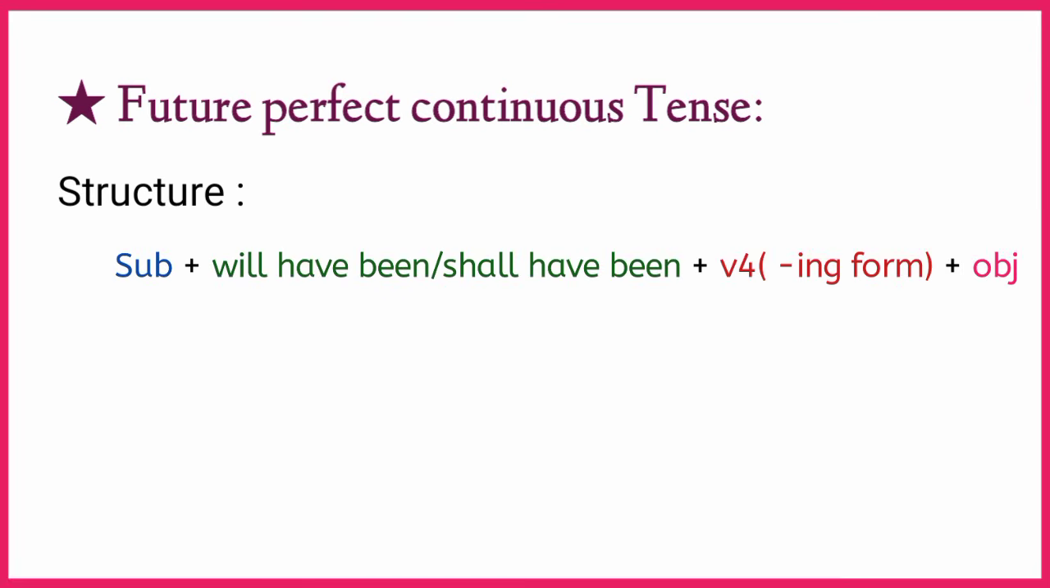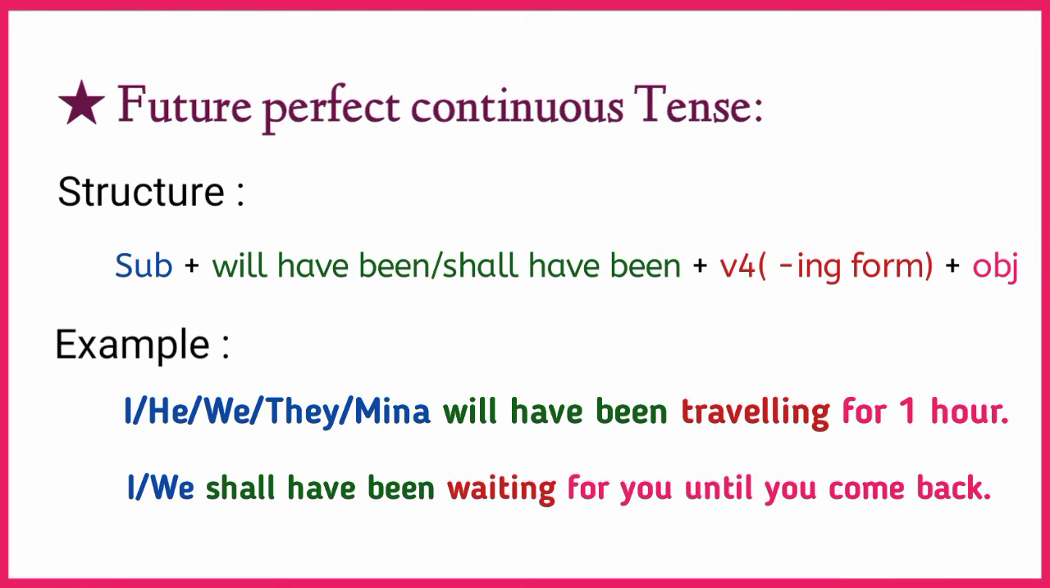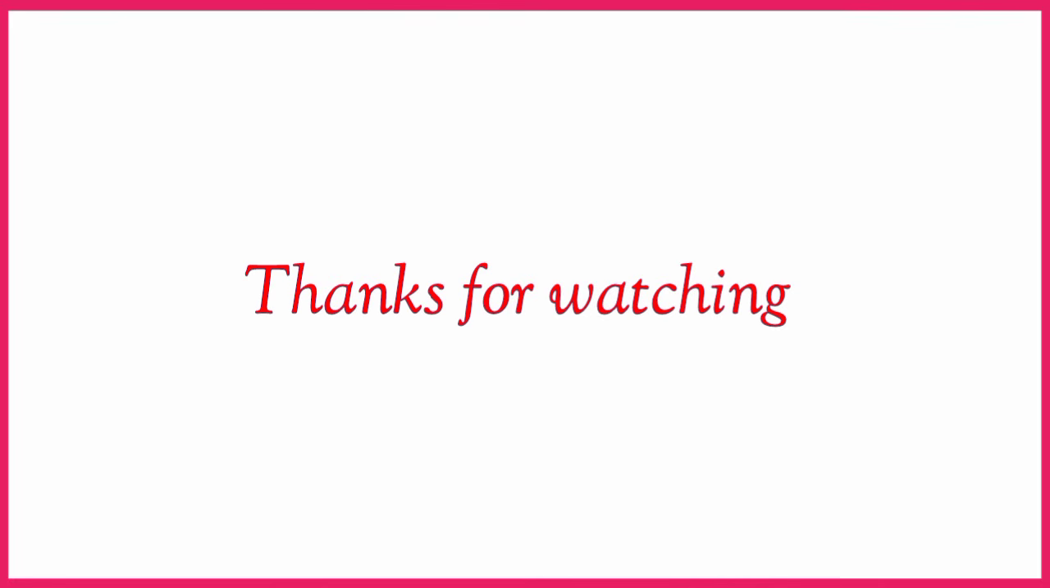Structure subject plus will have been or shall have been plus ing form of verb plus object. Look at the example. He will have been traveling for 1 hour, or they will have been traveling for 1 hour. Next example. Here, I or we shall have been waiting for you until you come back. I hope you all understood concepts of 12 tenses.